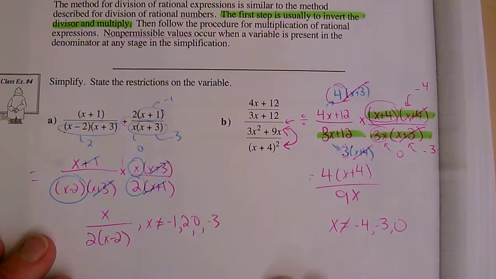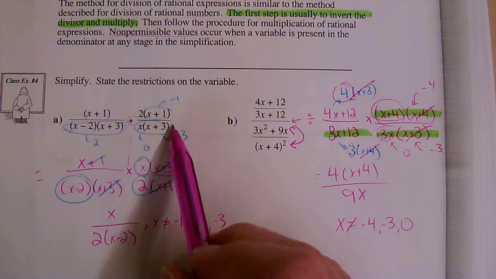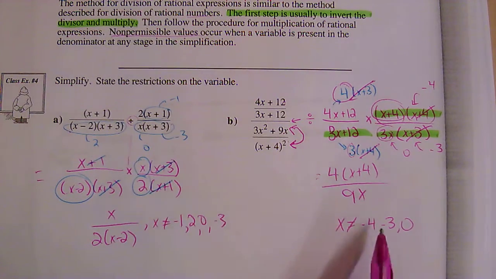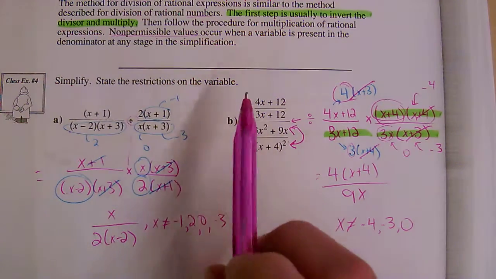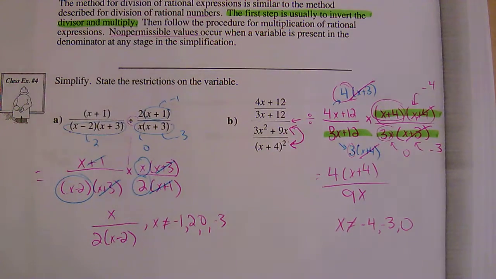So two things to remember when you're dividing. You multiply by the reciprocal of that second term, and you keep an eye on restrictions. Even if it doesn't state that it wants the restrictions, you should still put them. Okay?